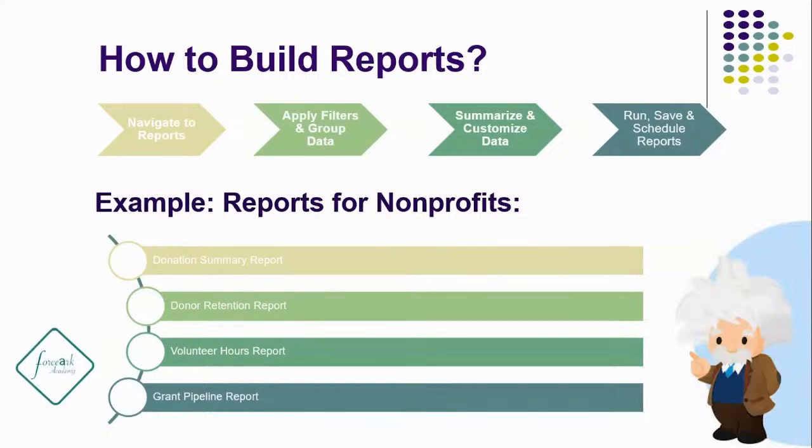There are a few examples of reports for nonprofits. The donation summary report tracks donors' total donations, donor count, and average gift size. The donor retention report compares new versus repeat donors. The volunteer hours report measures volunteer participation and impact. The grant pipeline report monitors grant applications and awarded funds.